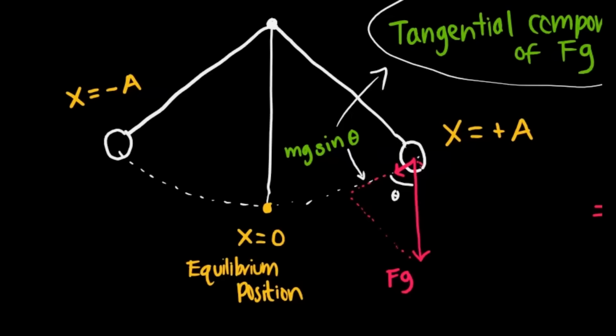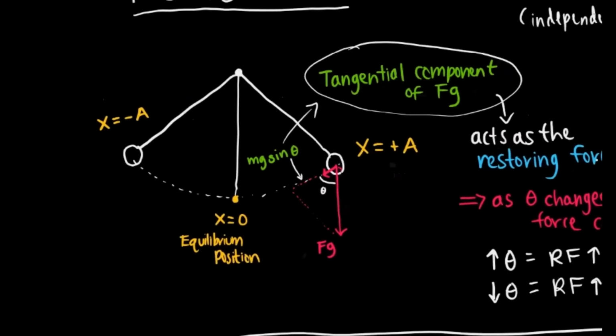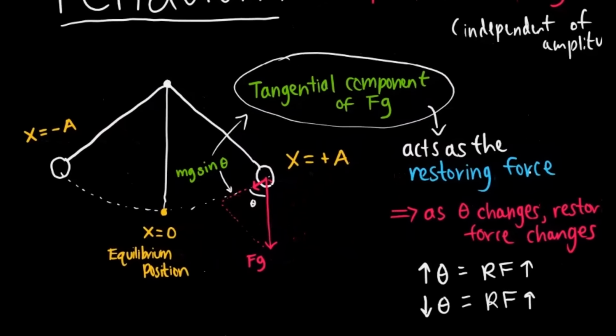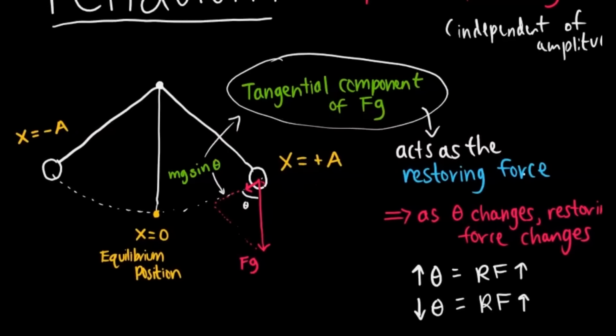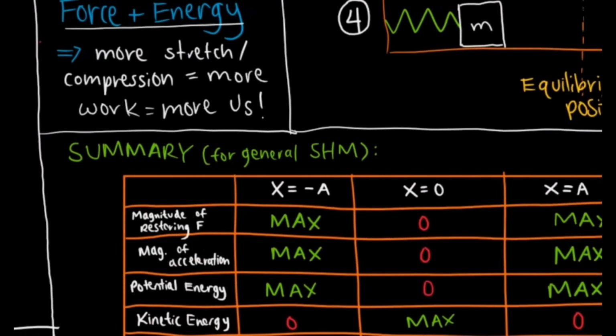It's not going to stop there because there's conservation of energy, right? So it's going to go from its maximum amplitude position to its maximum negative amplitude position. And as you increase the initial release angle, that's always going to affect the mg sin theta for the tangential component of Fg, and therefore your restoring force is also going to change.